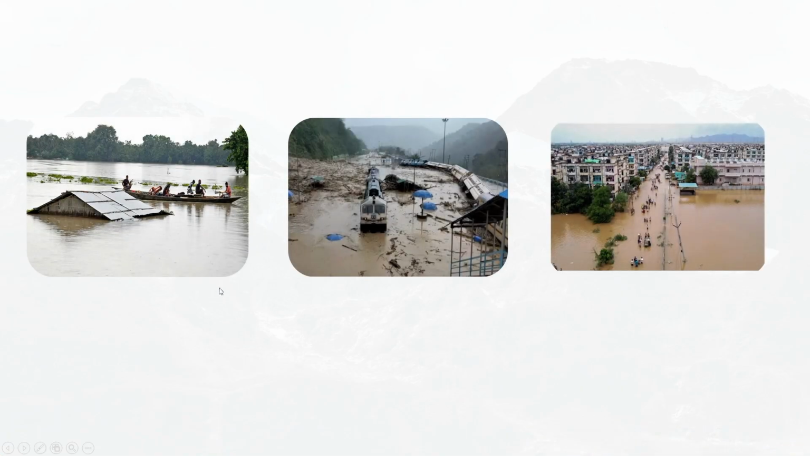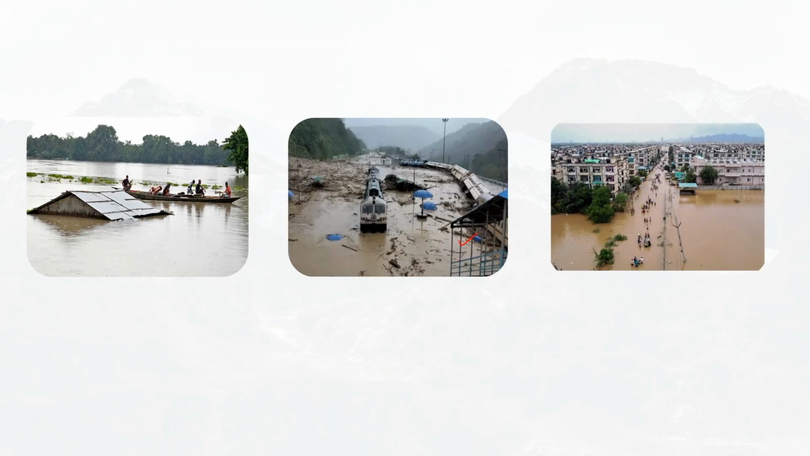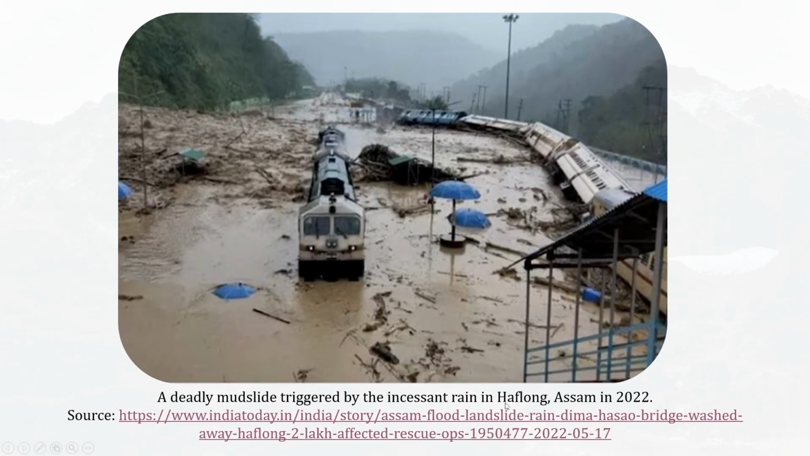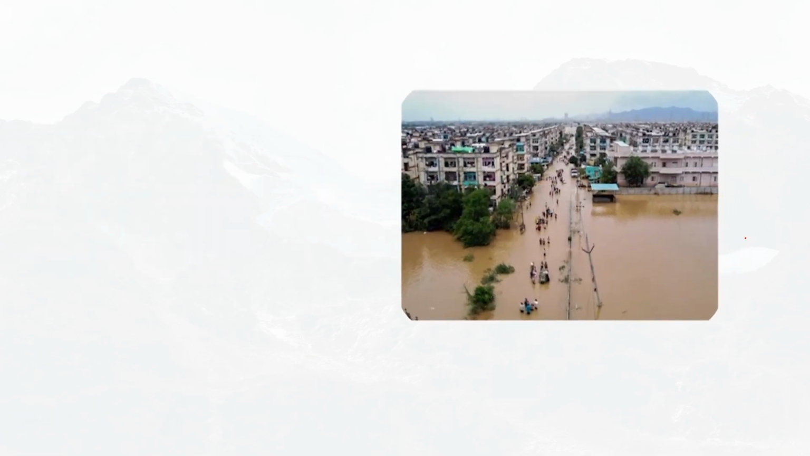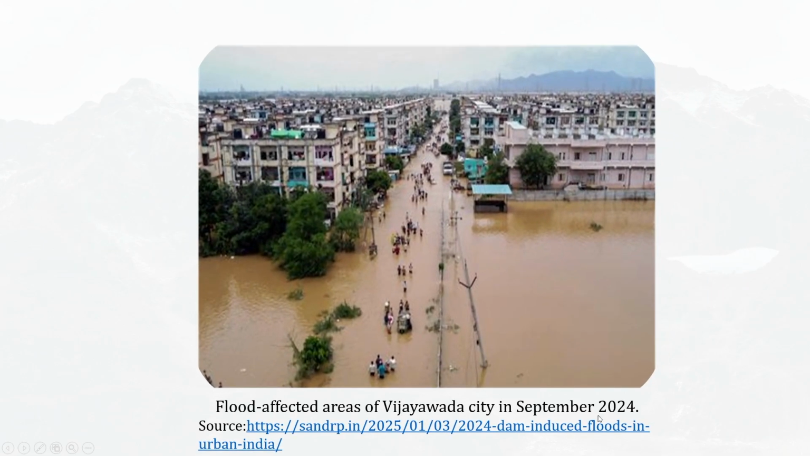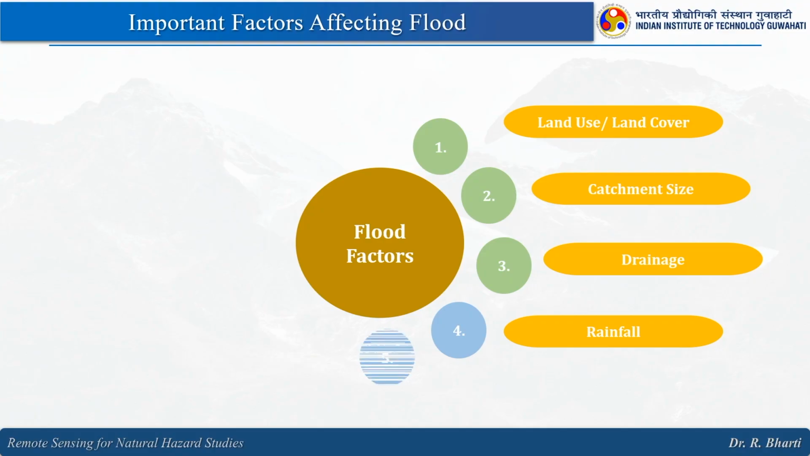I have used some images to help you understand the impact of flood. This particular image is from Assam, and you can see how people are surviving. This one is from Haflong, from 2022, and you can see all the railway lines are blocked. This image is from Vijayawada city, from 2024. That might have helped you understand the impact of flood if you have not experienced one.